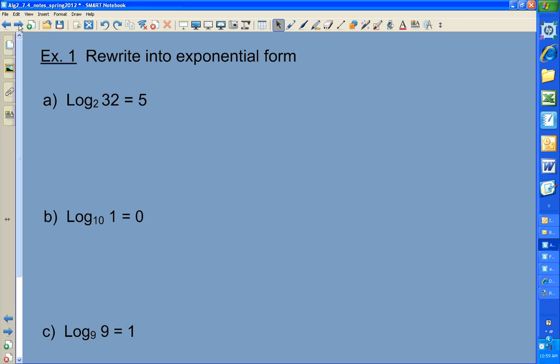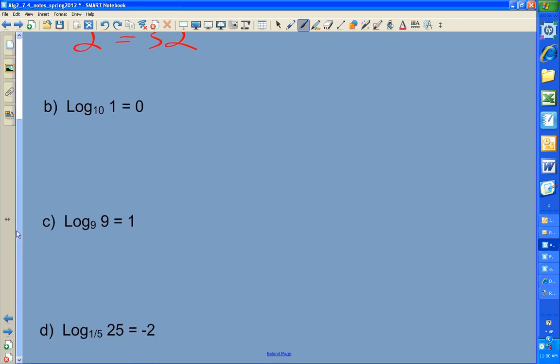So when you look at this, this isn't calculator stuff. This is, do you understand the definition of a log? The definition of a log says, in logarithmic form, log base 2 of 32 equals 5, which is 2 to the power of 5 is equal to 32. We're switching log form to exponential form. You want to be able to go back and forth as easy as can be. Try B, C, and D on your own.